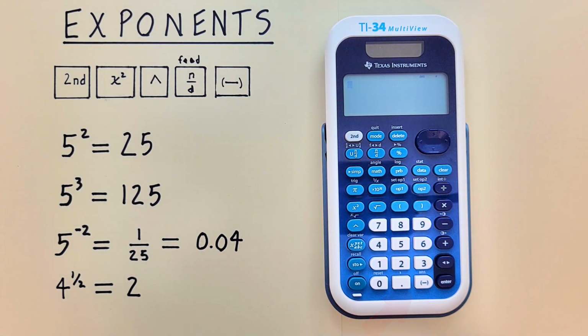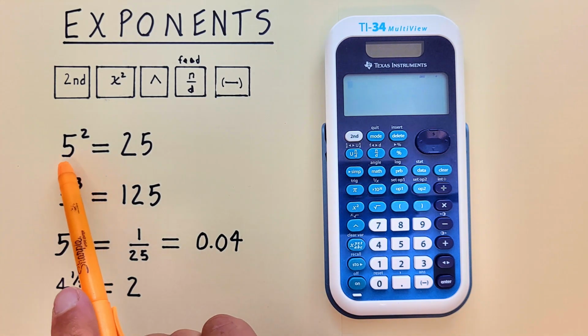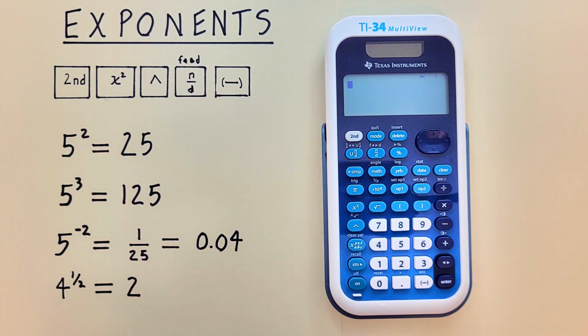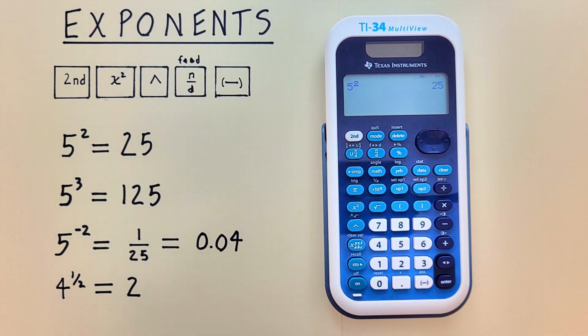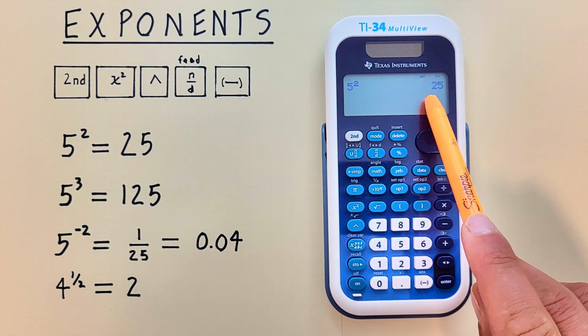Starting off simple, if we just want to square a number, like say 5 squared, all we have to do is put the 5 on our calculator and then hit the x squared key. There we see 5 squared, hit enter, and we see we get the result of 25.